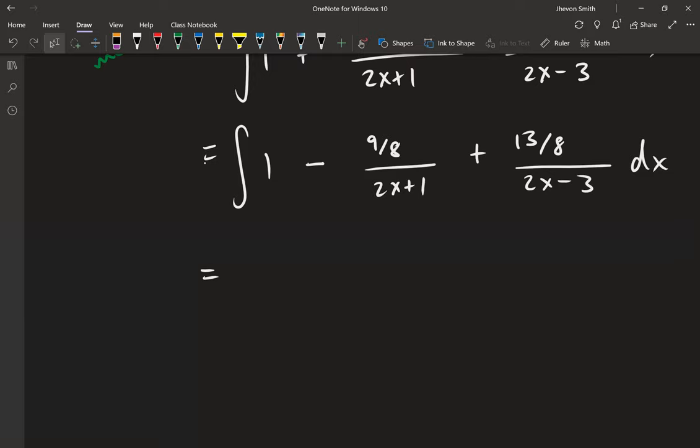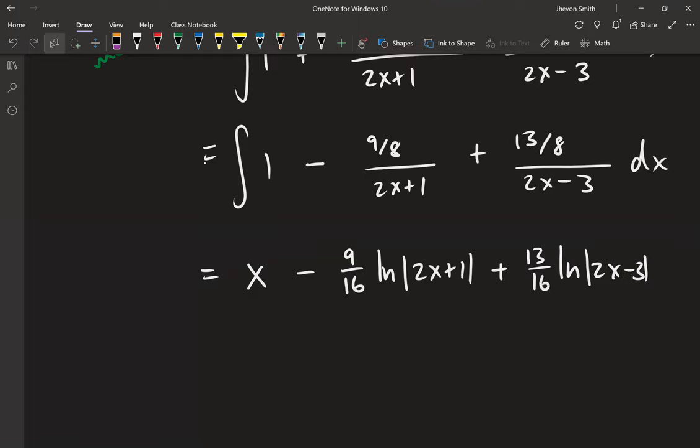Don't worry. I'm here. If you were to integrate this, you would get the x, and subtract 9 out of 8 ln of 2x plus 1. Actually, you would get the 9 out of 16 due to the fact that you have to take the derivative of the absolute value of 2x plus 1. And same thing goes for the ln absolute value of 2x minus 3. It would be 13 out of 16 ln absolute value of 2x minus 3 plus arbitrary constant c.